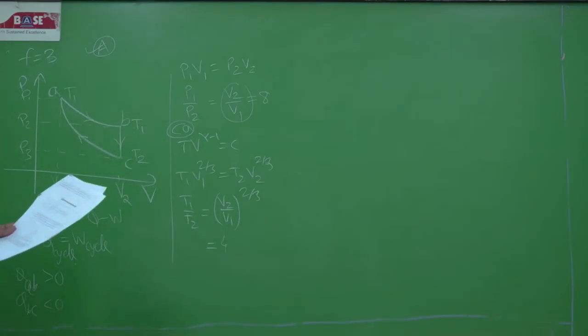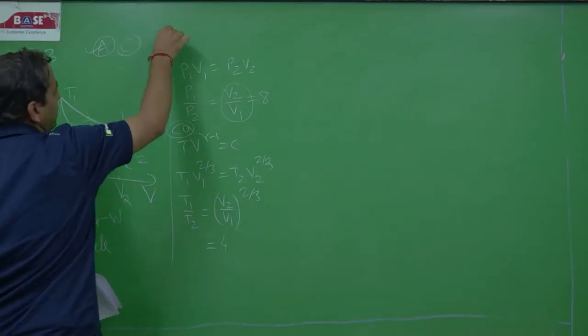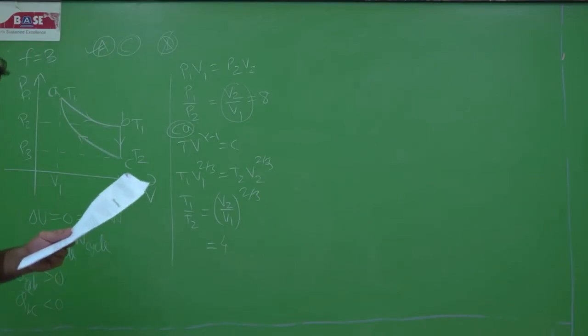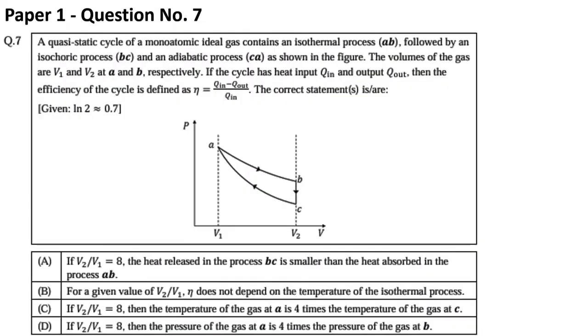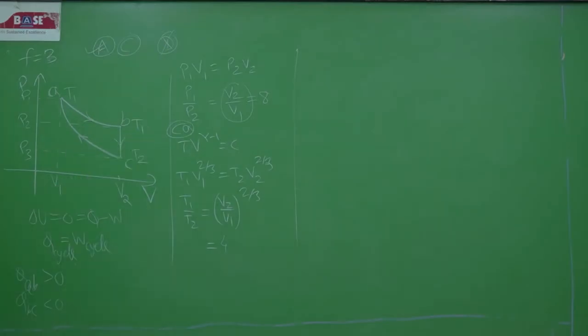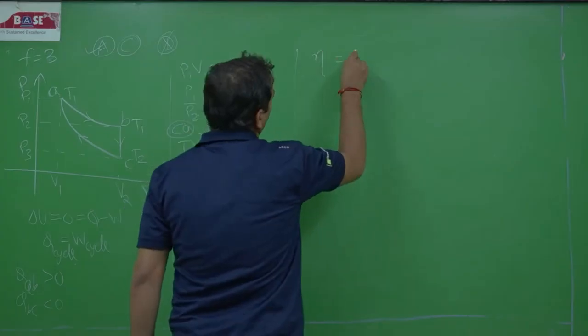Yes, that's correct. Option C is correct. A is correct, C is correct, D is definitely wrong. The one that we have to yet check is B. For a given value, they are asking now about efficiency. That's usually the lengthier part because we can find the relations at first and then use that for finding efficiency. So efficiency, what is the expression in general?